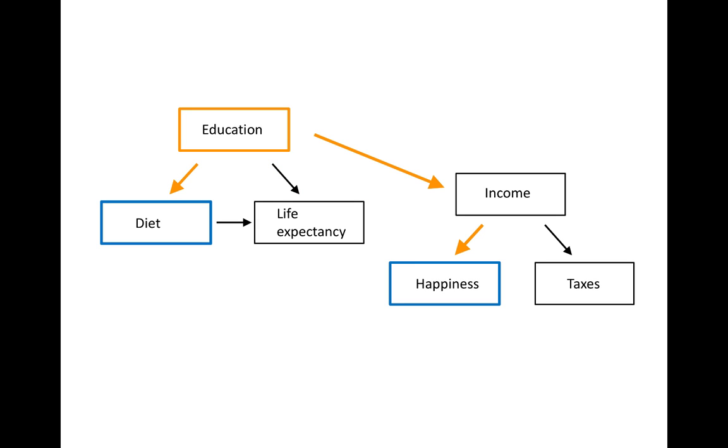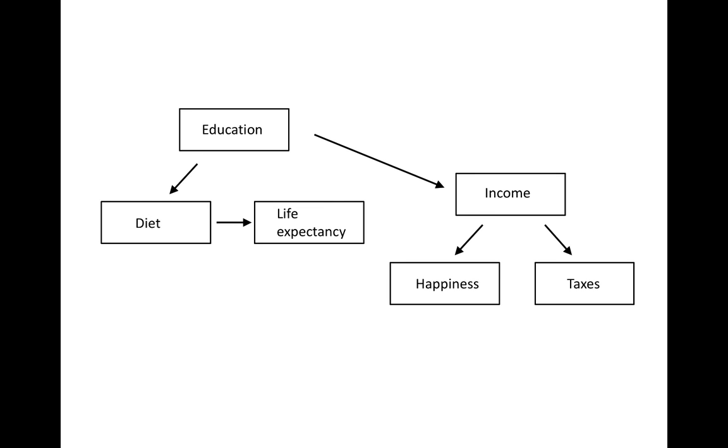Education is also a common cause of diet and happiness in this graph, but since it is only an indirect cause of happiness, it is an indirect common cause of diet and happiness. For a variable to be a common cause of two other variables, there must be a directed path to each of the effects. The paths can include the same variable twice, but it may not be either of the effects.